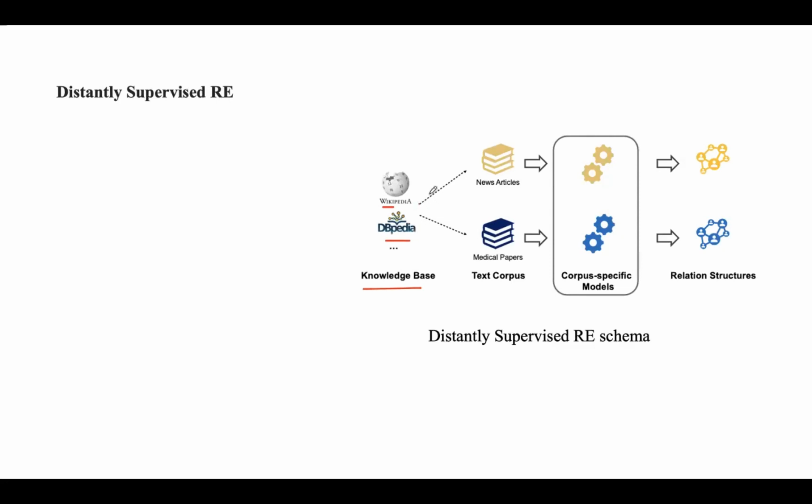First we need to take the data from the knowledge base. Assume that we are concentrating on a text corpus which contains news articles and medical papers, and we pass them to corpus-specific models, from which we get relation structures. Simply put, we extracted tuples from the knowledge base. Assume that these are the tuples.